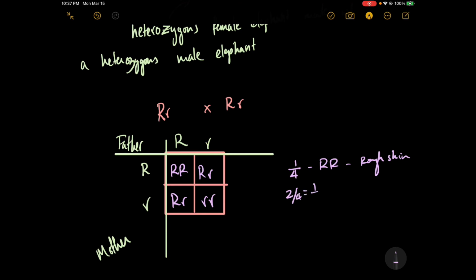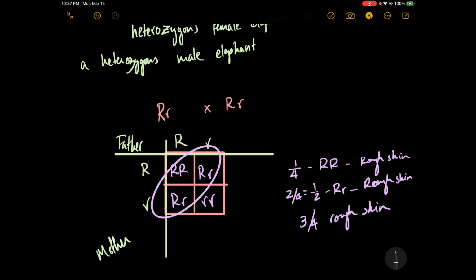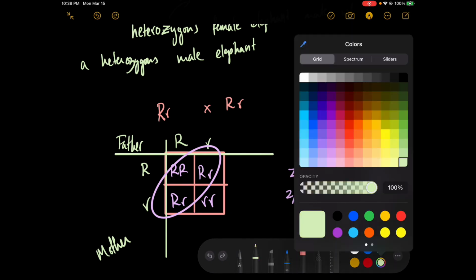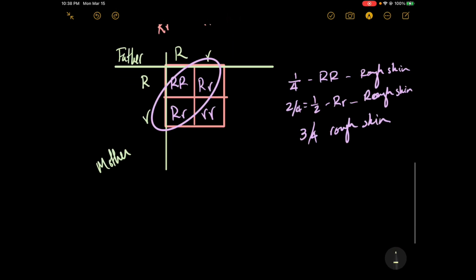2/4, which is equal to a half, you always want to simplify, are going to have Rr, which is heterozygous, but they're still going to have the same rough skin, which indicates that 3/4 of the offspring are going to have rough skin. That right there is going to be the phenotype. That's the probability of the phenotype, essentially. Now, for the lowercase r, that's just going to be 1/4.